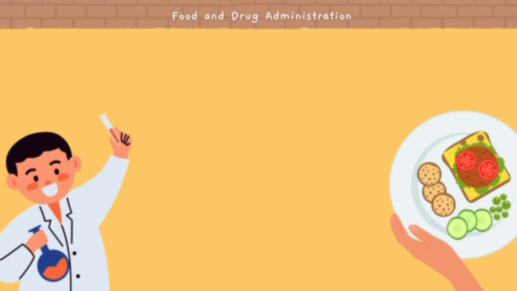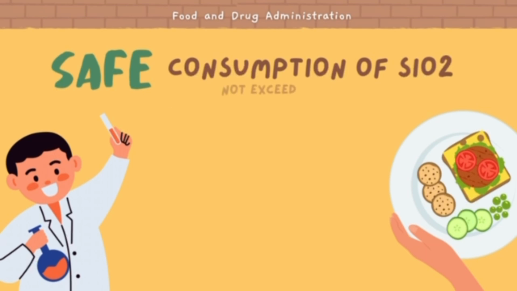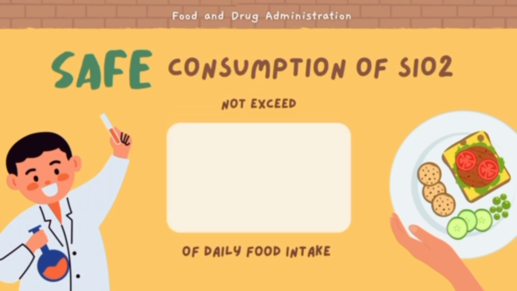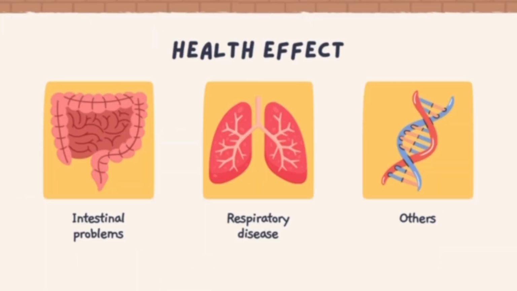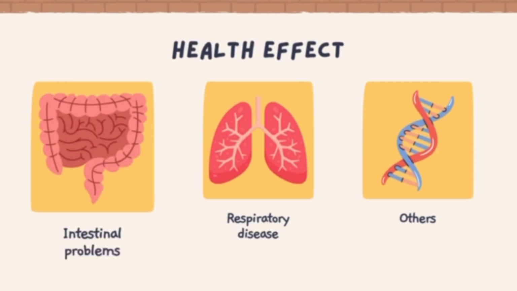According to the Food and Drug Administration, the amount of silicon dioxide cannot exceed 2% by weight of the dietary feed. The maximum consumption should not be more than about 10 to 30 grams a day. An excessive amount of silica consumed may lead to several health problems, including intestinal problems, respiratory disease, and others.